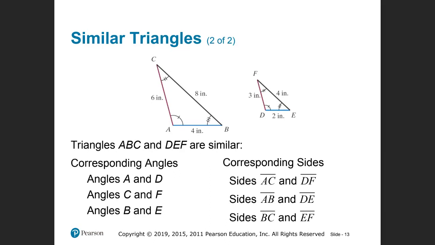The corresponding sides would be AC, which is the one shown in red, is equal to DF, also shown in red or purple or whatever that is. AB, the side that is blue, is corresponding to DE, which is blue. And the side BC, which is black, is corresponding to EF, which is black.